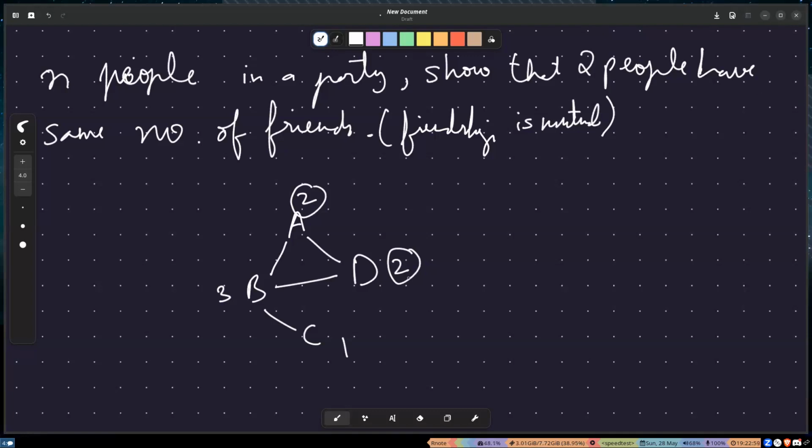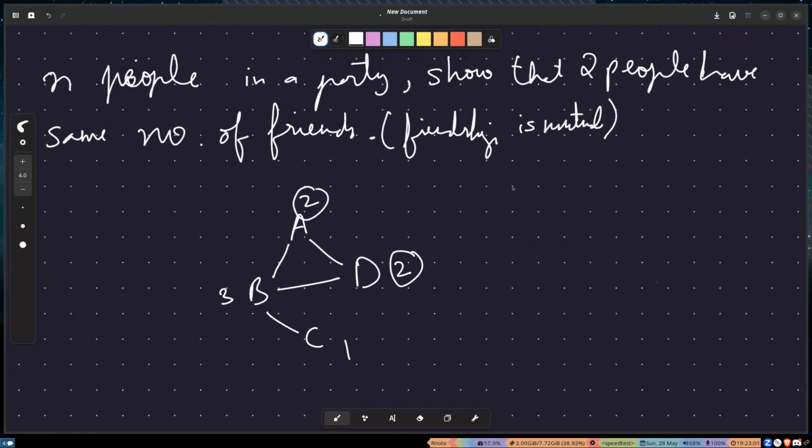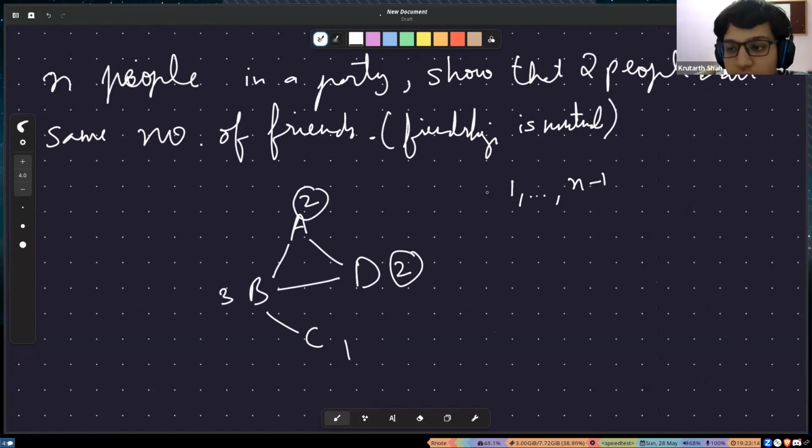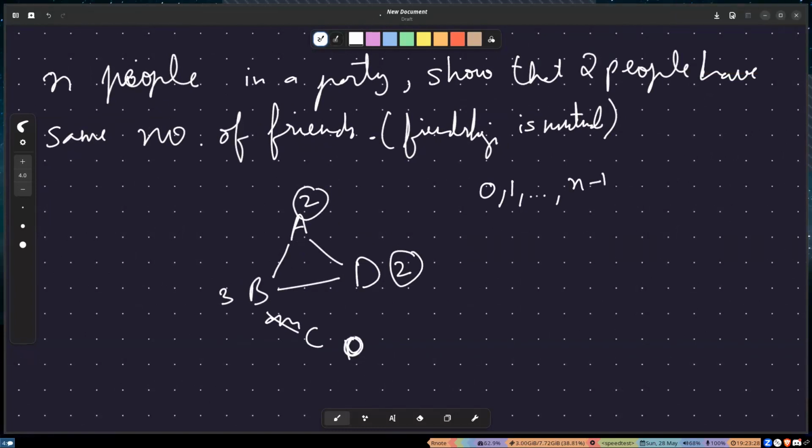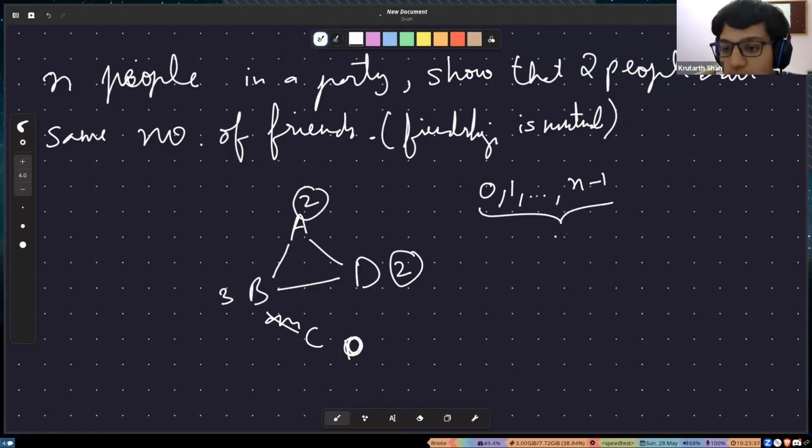Every person in the party can have from 1 to n minus 1 friends, which means that there are n minus 1 possibilities, and we are dividing them among n people, or assigning them to n people. This is similar to the pigeonhole problem. But you could also have 0 friends, like you could be friends with no one. In that case, the pigeonhole argument doesn't work, because you have n things and n people.